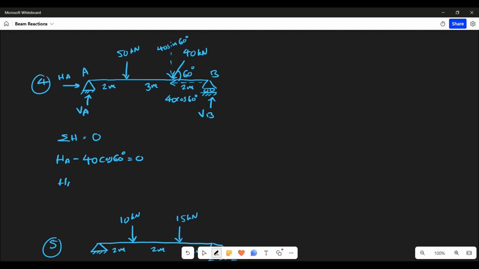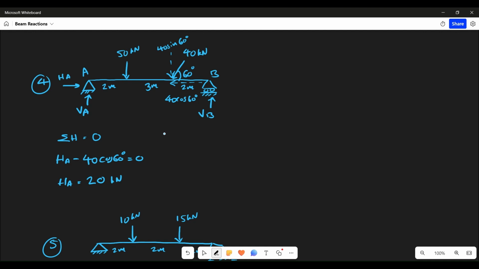And simplifying this, you get HA will be 40 into cos 60, that is simply 20. Cos 60 is 1 by 2. So HA is 20 kilonewton. So this is your first reaction, HA.